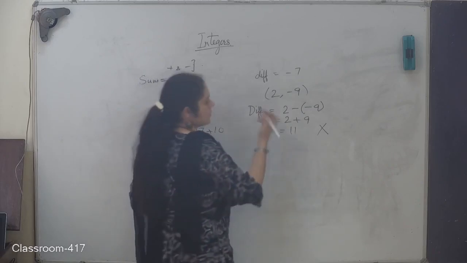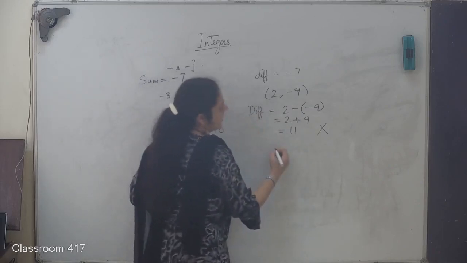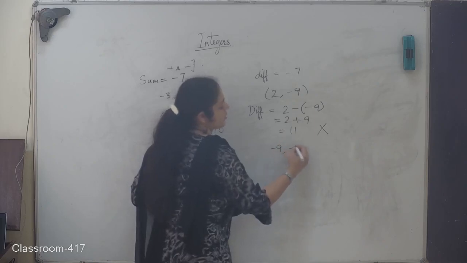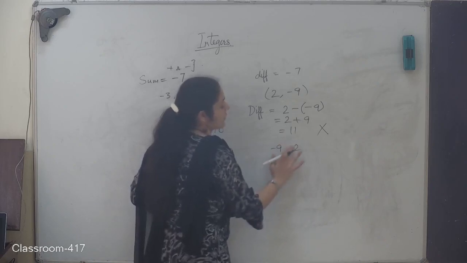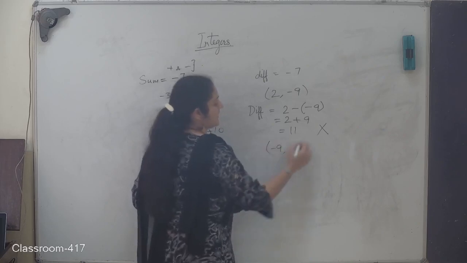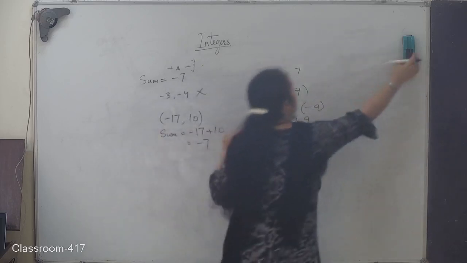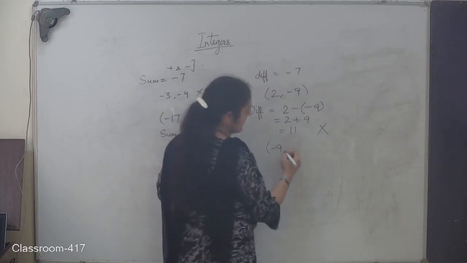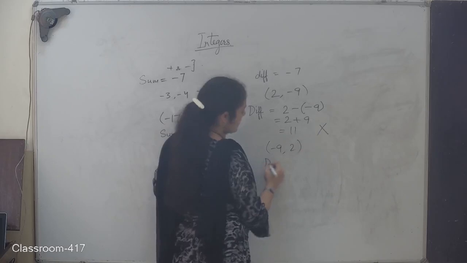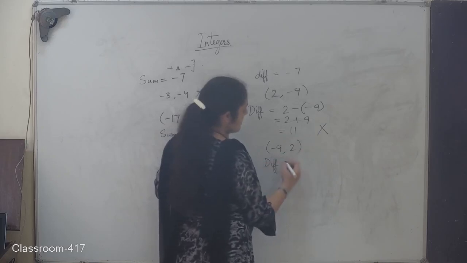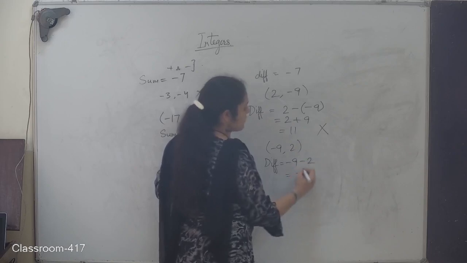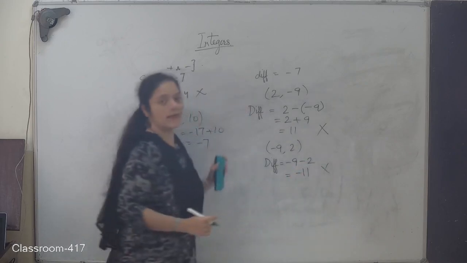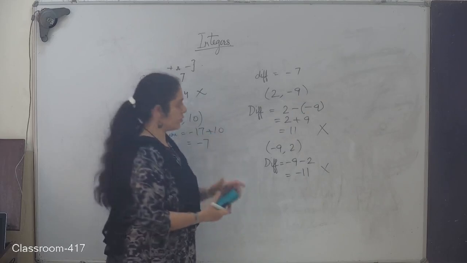So now let me see if I take minus 9 and minus 2. Oh no, I want one positive, one negative. Okay, let's try minus 9 and 2. Now I want the difference, so this becomes minus 9 minus 2. This time it comes out to be minus 11. So obviously this is also not correct.